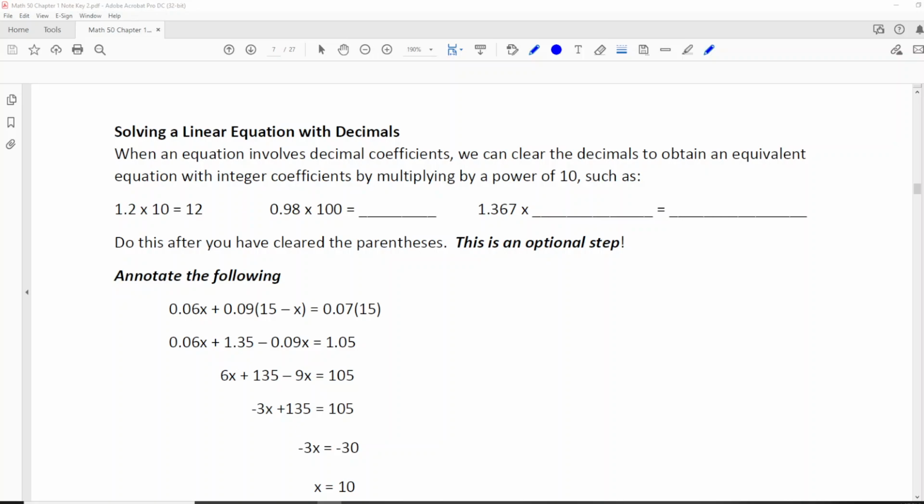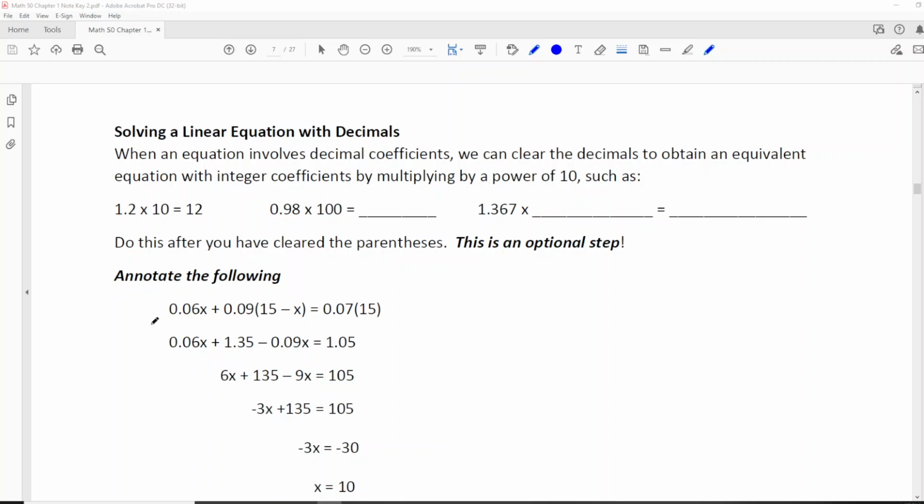So this next part of, what are we in, objective 5, I think, is solving a linear equation with decimals. And now this is completely optional. You never have to do this. You can always solve an equation with decimals, but some people don't like them. So this is just showing you a way to get rid of them.